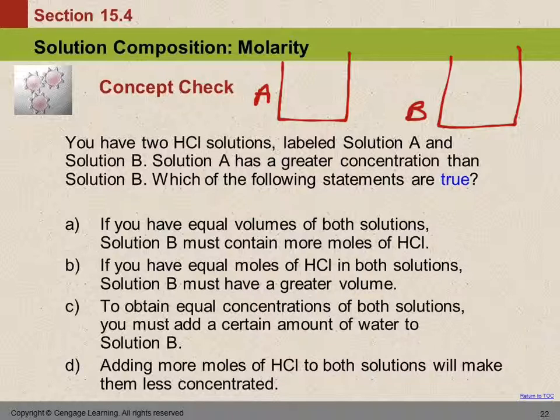Well, how about if we just make up some numbers? What if we say this one is 5 molar and this one is 1 molar? Just to give us something to think about. Let's look at these statements one at a time. If you have equal volumes of both solutions, solution B must contain more moles of HCl. Is that true?